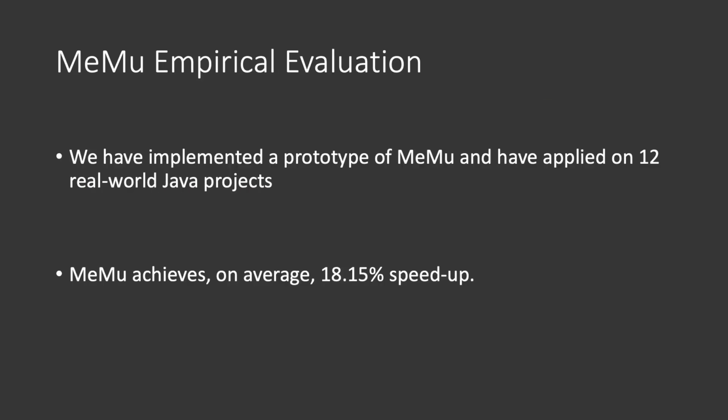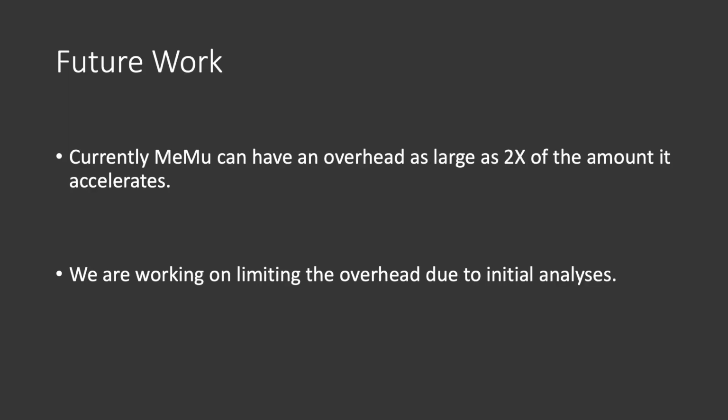We have implemented a prototype of Memo and have applied it on 12 real-world Java projects. Memo achieves on average 18% speedup. The current implementation of Memo inflicts overhead in the pre-processing phase that outweighs the speedup that we gain during mutation testing. We are currently working on reducing this overhead by constructing faster analyzers.